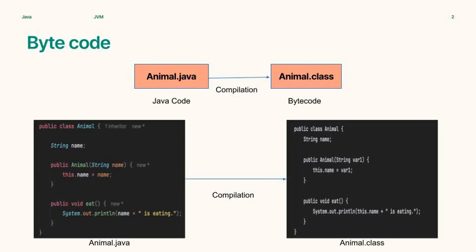Bytecode is a set of instructions for the JVM. When we compile a Java program, the Java compiler converts the human-readable Java code into bytecode. For example, if you have an animal.java class, after compiling, it becomes an animal.class file. That file is nothing but bytecode.